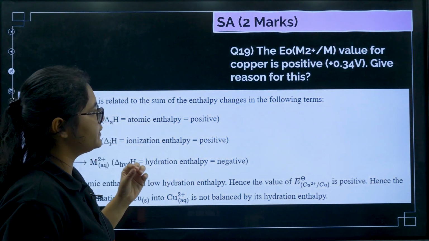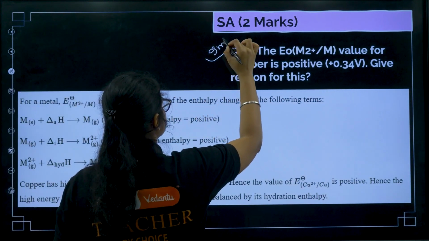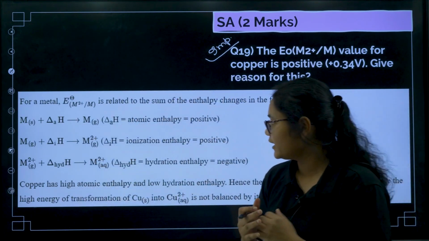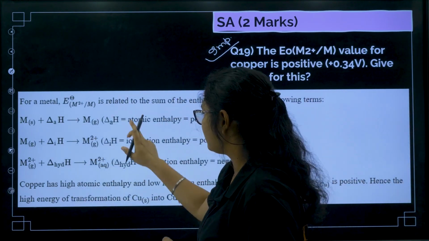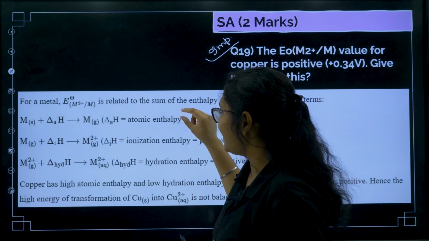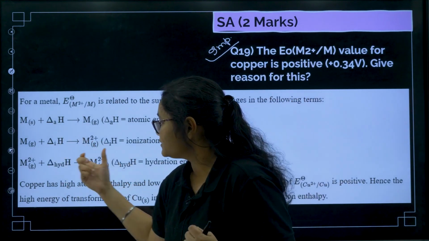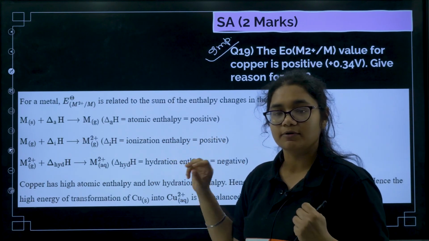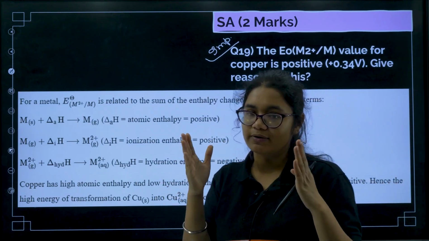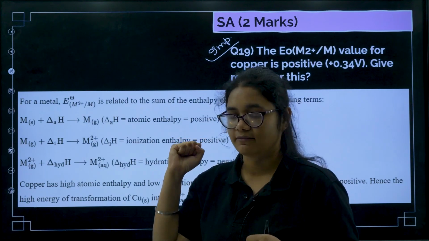Similarly, E naught of Cu2 plus by Cu value is positive, give reason for this. This is also a very important question. See, so first of all, the E naught value depends on three factors. So the E naught value first of all depends on your atomic enthalpy, ionization enthalpy and hydration enthalpy. So you see that the atomic enthalpy is positive because you have to provide energy. The ionization enthalpy is very high for copper. Why? Because you are removing the electrons from Cu. So first of all, you remove one electron, you get Cu plus, which is having 3d10 configuration, and when you remove the second electron, you have to provide very high energy.